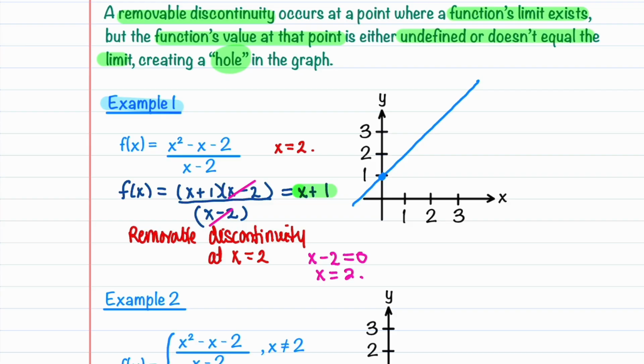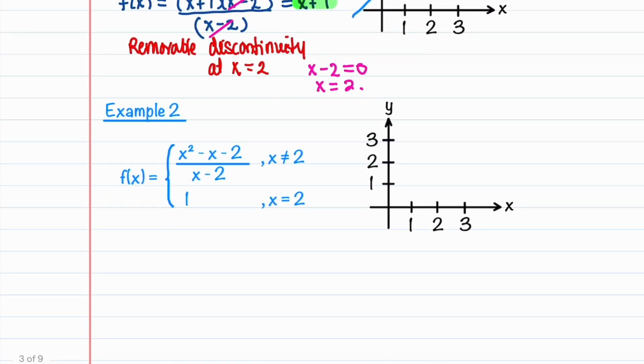It reduced to x plus 1, but our function is this function right up here. And this function has a discontinuity at 2, so we need to put a circle right here to denote that our function is not continuous at that point. Let's now look at another example.